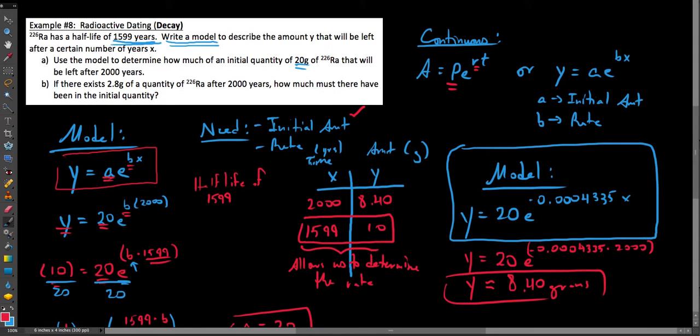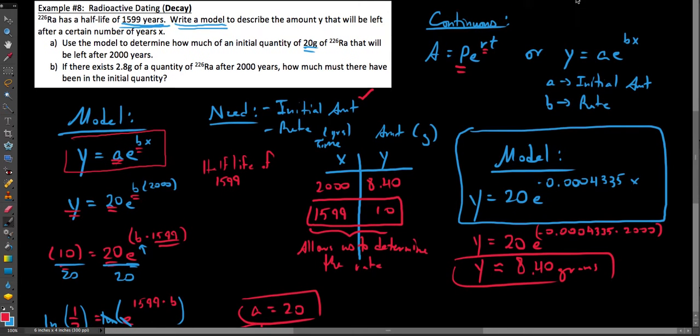It says if there exists 2.8 grams of a quantity of radium-226 left after 2,000 years, how much must there have been in the initial quantity? This is a little bit different. And so what I'm going to do is I'm going to carry this actually over into a new canvas because we're switching the problem around here.